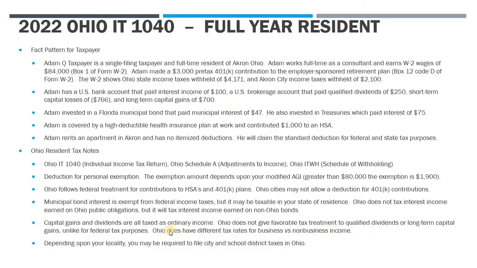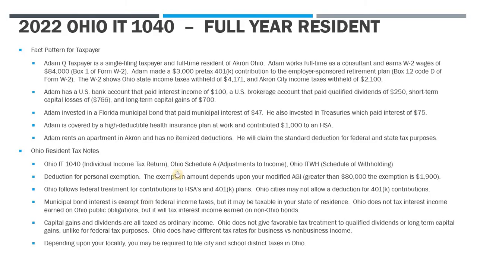Now, Ohio doesn't characterize between long-term capital gains and qualified dividends. It's all just taxed at the same rate. But they do have differences between business and non-business income. So non-business income is taxed at graduated rates. Business income is taxed at a flat rate. But if you are a small business, you get a fairly sizable deduction, which can often make it where your business income isn't subject to any tax. And then as far as local taxes, depending on where you live, you might have to file a local city return or pay local school district taxes as well.